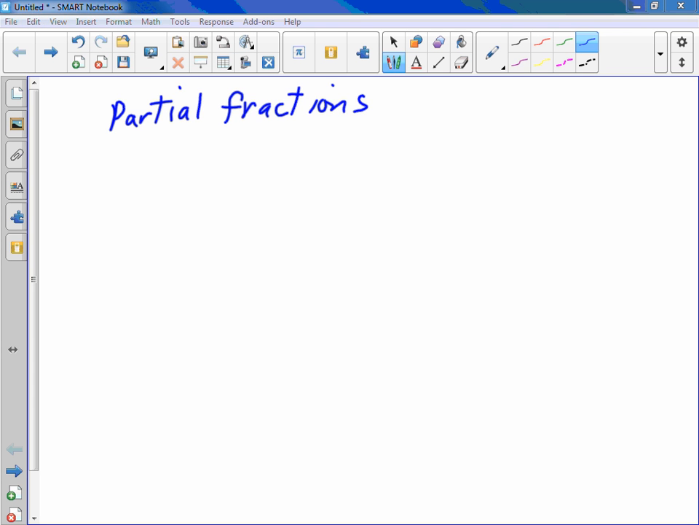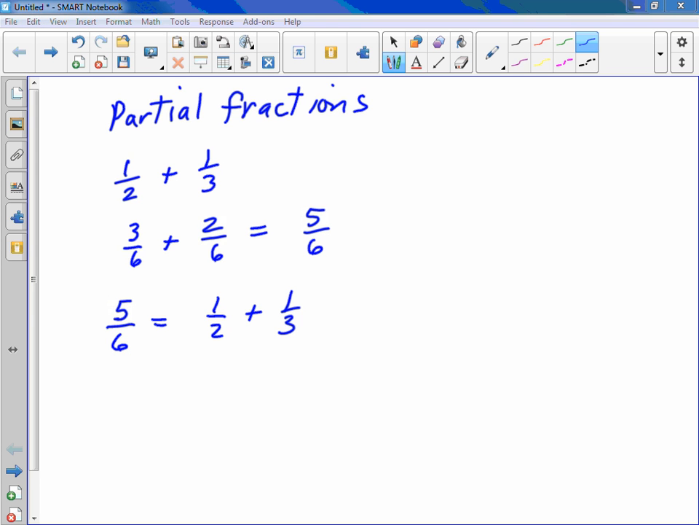I mean, we can say that, say you have 1/2 plus 1/3. It's no problem to say, well, we need a common denominator. That's going to be 3/6 plus 2/6, and that equals 5/6. So let's take that 5/6 now and say that 5/6 is equal to 1/2 plus 1/3. And I know that seems like a really simplistic example, but it's really not that different from what we were doing today in class. You just had some variables.